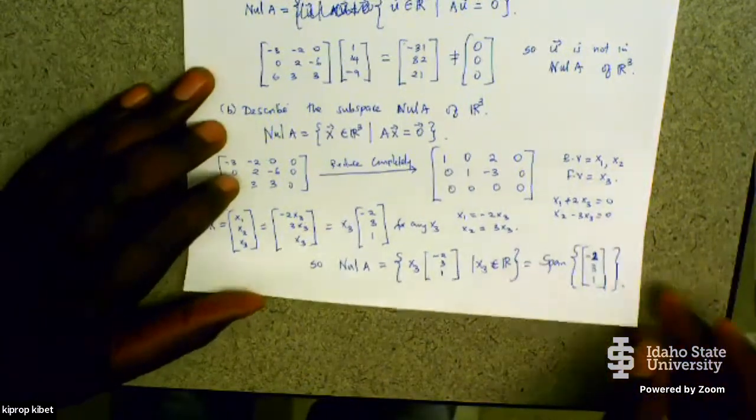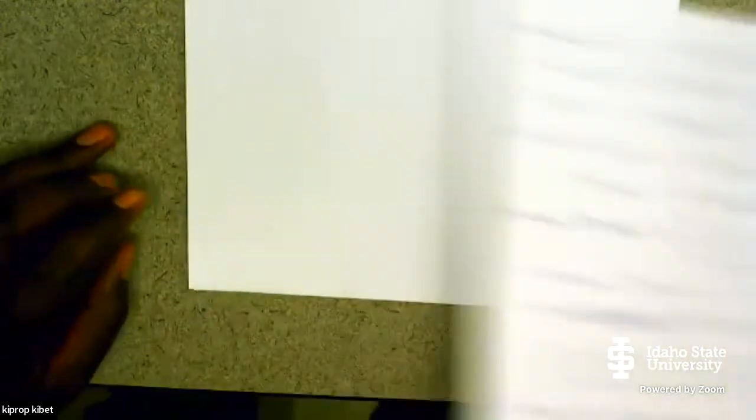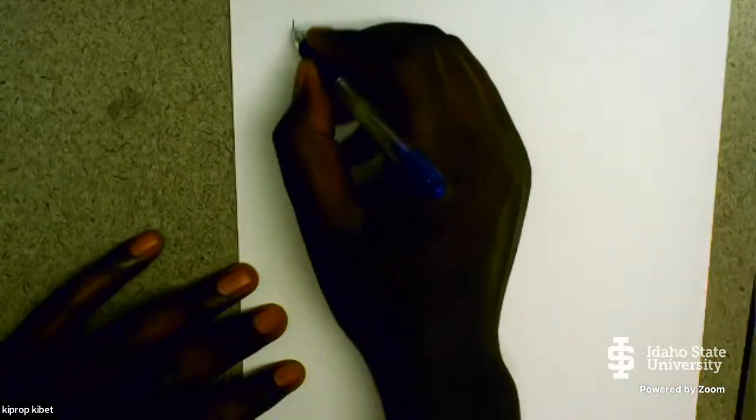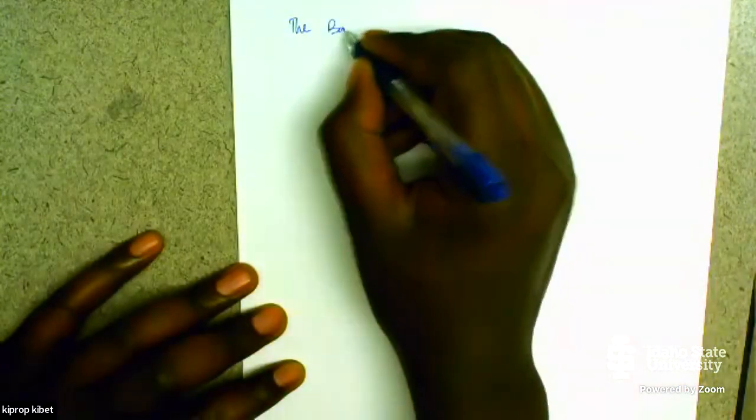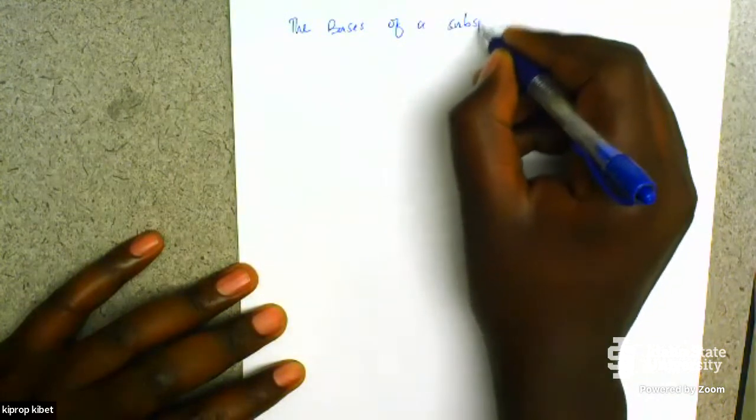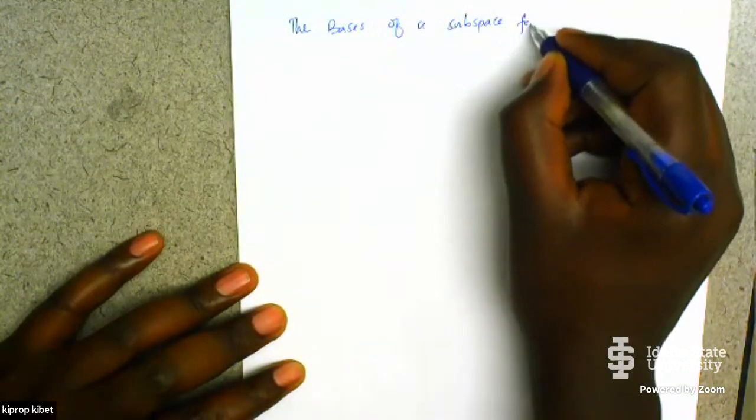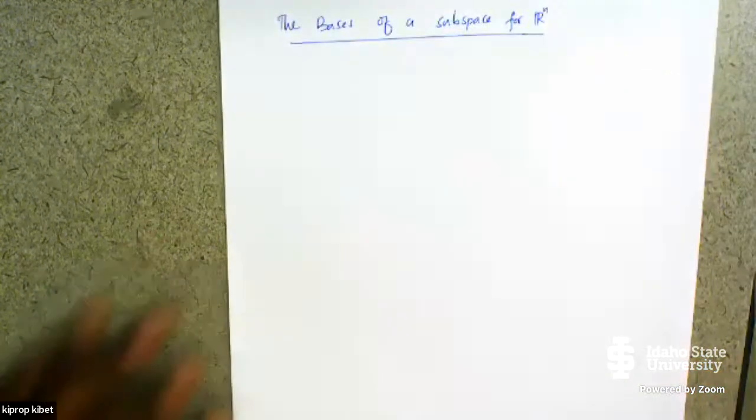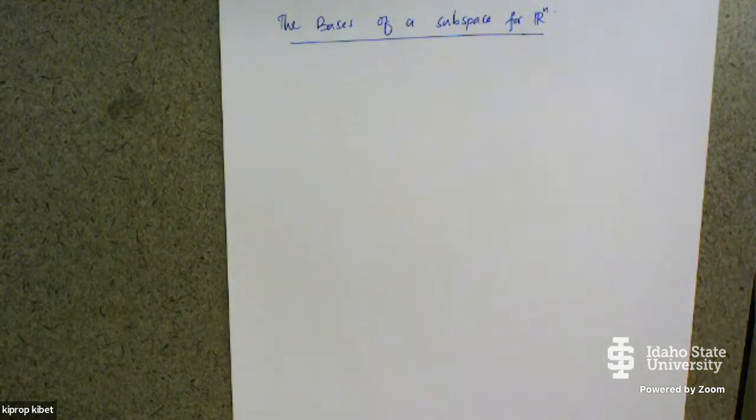Okay, now let's look at the next section, and this is the basis of a subspace. The basis of the vector space.